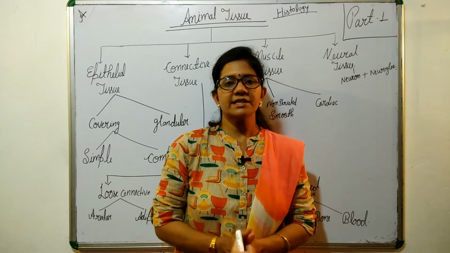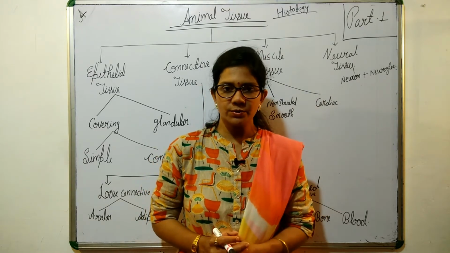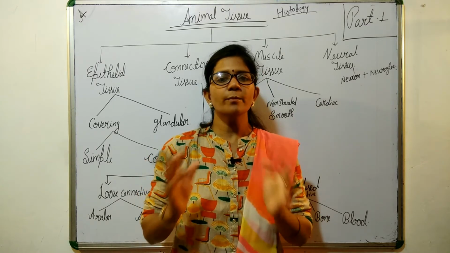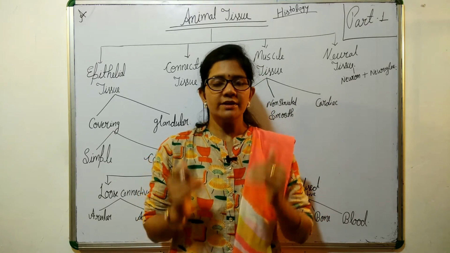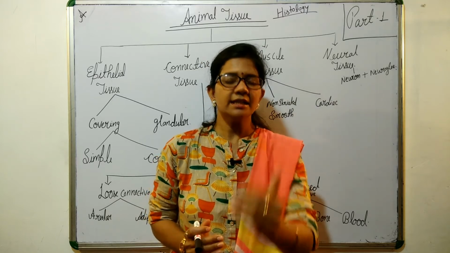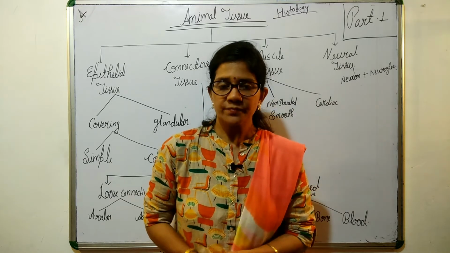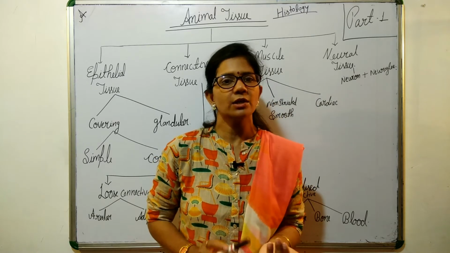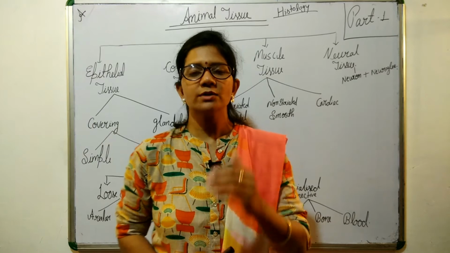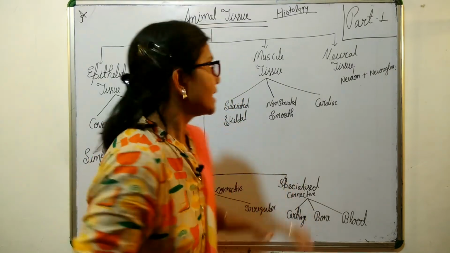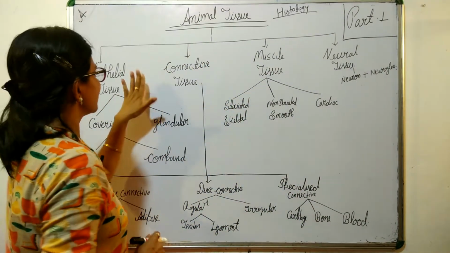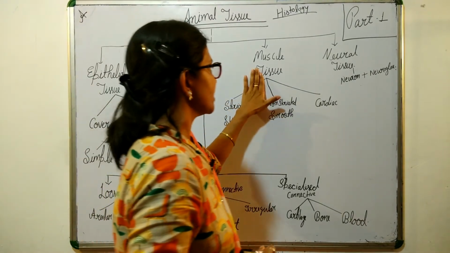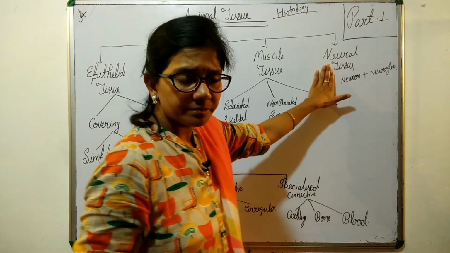Before studying the different types of animal tissues, it will be easy to make a framework, or we should see the classification of animal tissue. This classification is basically based on structure, function and location. So let's see how animal tissues are classified. Basically, it is of four types: epithelial tissue, connective tissue, muscular tissue, and neural tissue.